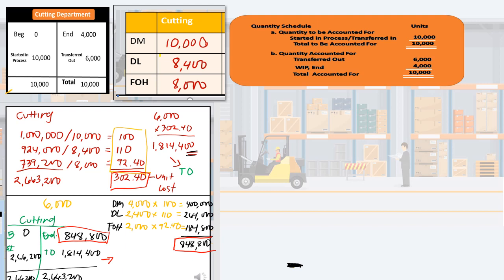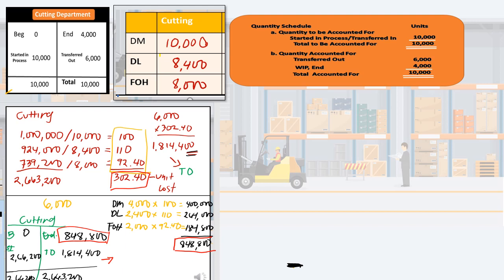Then yung quantity accounted for natin, so meron lang po tayo, dalawa lang naman yung pinuntahan ng ating quantity to be accounted for. Meron tayong natira sa ending, meron tayong pinadala sa next department. So ang pinadala natin sa next department is 6,000 units, ang natira sa ending is 4,000. Kaya dun sa letter B, so dalawa po yung naging component ng quantity accounted for natin. So meron tayong transferred out na 6,000, then we also have the WIP ending na 4,000 units.